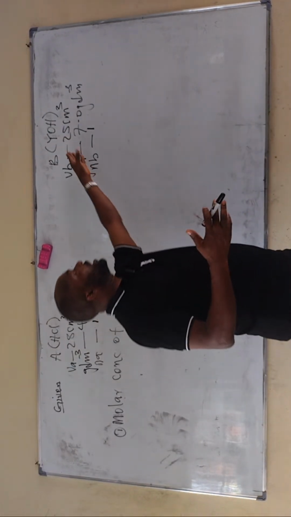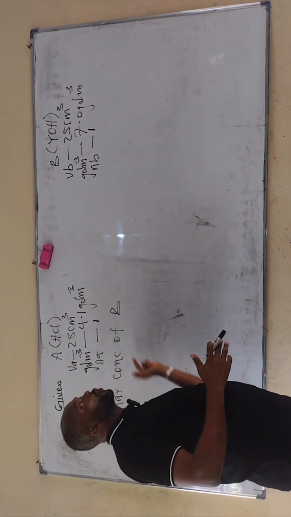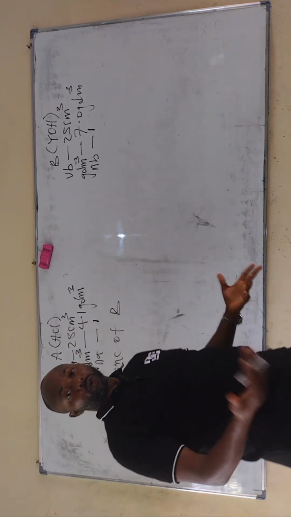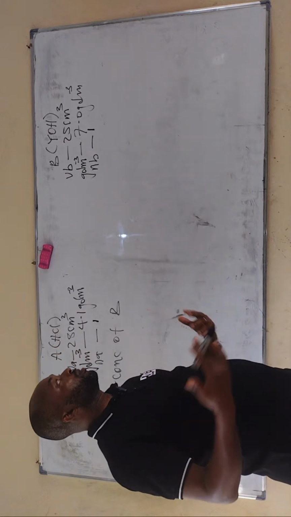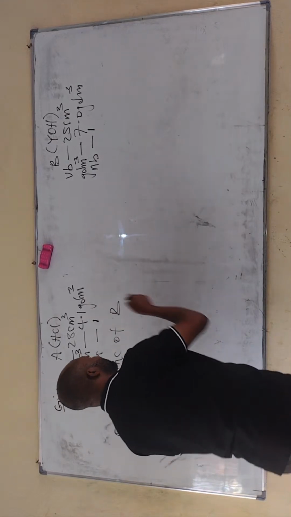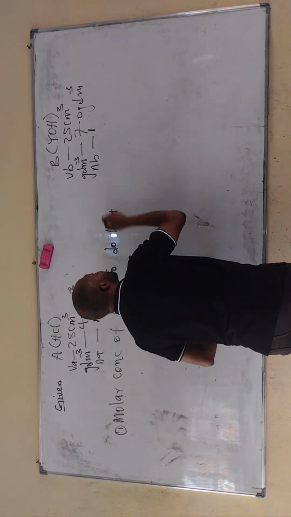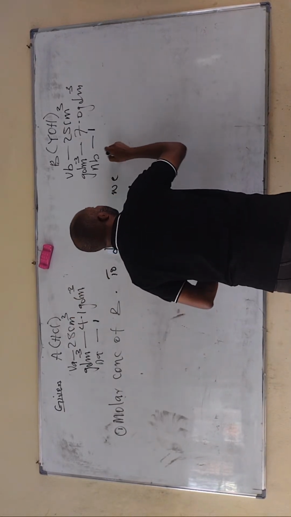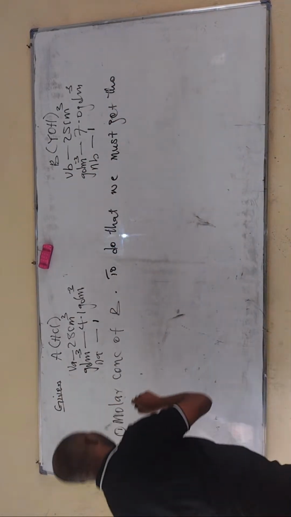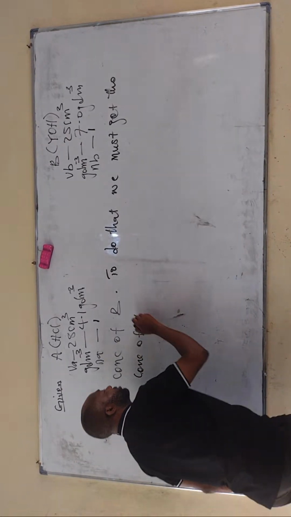Therefore, for us to proceed, we must first solve for the molar concentration of A before we can use that to get the molar concentration of B. They wouldn't tell us most of these things, but we should know by virtue of our understanding of volumetric analysis calculations. So, molar concentration of B, to do that, we must get the molar concentration of the acid.